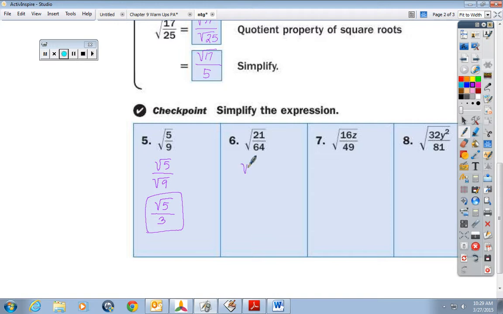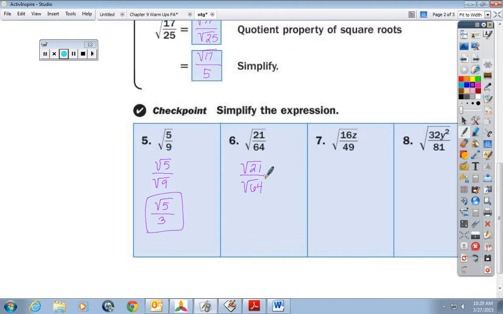Now, rewrite here the square root of 21 over the square root of 64. Now look at 21. We know that 21 is not a perfect square, but can it be divided by a perfect square? Which one? 7 times 7 is 49. No, there is no perfect square. But you would want to check that. You would want to check it to see if you could simplify it. Okay, but it can't be.